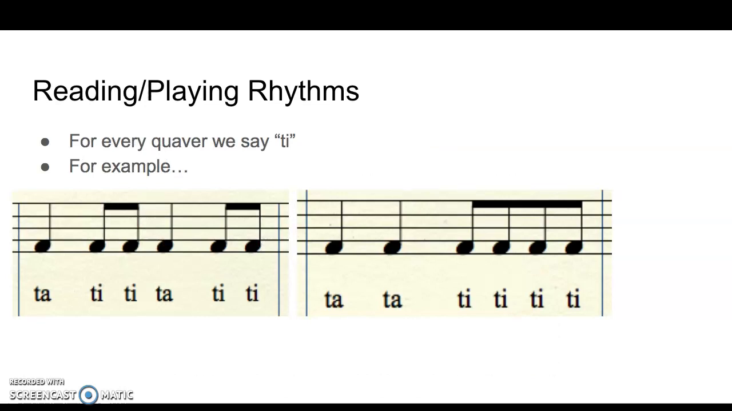And let's quickly have a look at 2 rhythms here involving crotchets and quavers. When we see quavers, we say ti. And again, we normally see 2 or 4 quavers together. So the first rhythm on the left-hand side, 1, 2, 3, 4. Ta, ti, ti, ta, ti, ti. And then the second rhythm on the right-hand side, 1, 2, 3, 4. Ta, ta, ti, ti, ti, ti.